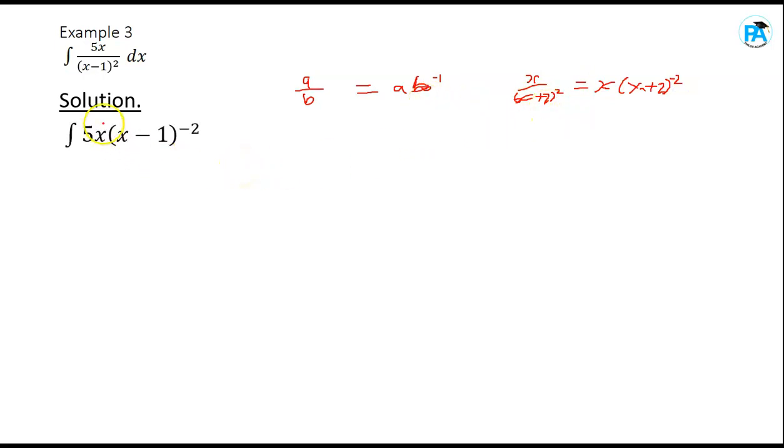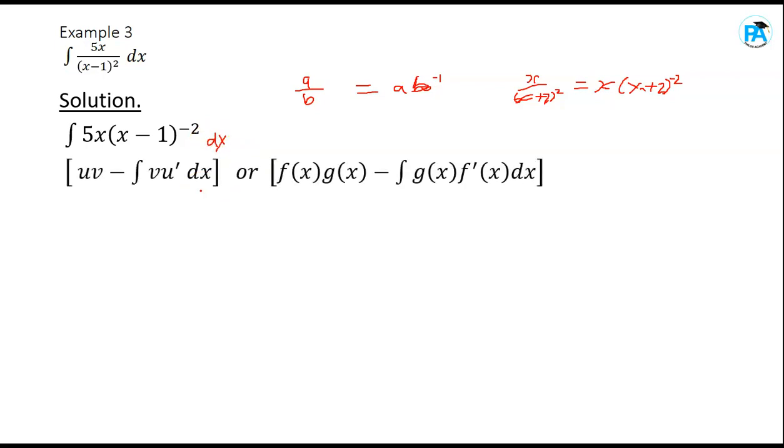So you can apply it here, and it will become 5x multiplying (x minus 1) exponent negative 2, dx. So using the integration by parts formula, what do we do? We let u be what? 5x, isn't it? This 5x, we let u be this. Then we also let the derivative of v be (x minus 1) exponent negative 2.